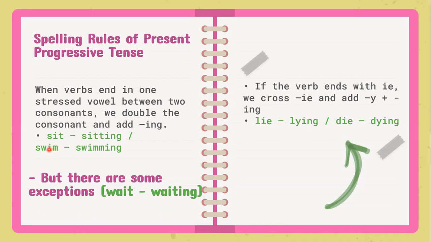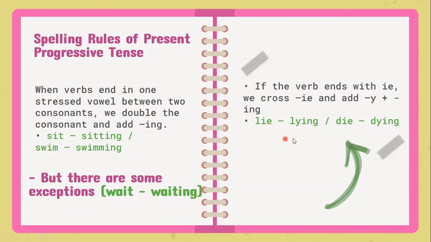Swim, I have, again, I stressed between the W and the M, which are both consonants, and the I is a vowel letter. So when I want to add ing, I have to double the M, which is swimming. So again, when verbs end in one stressed vowel between two consonants, we double the consonant, then we add the ing. However, there are exceptions. Like here we have two vowel letters between two consonants, so we do not double the last letter. We just add ing, like wait, waiting.